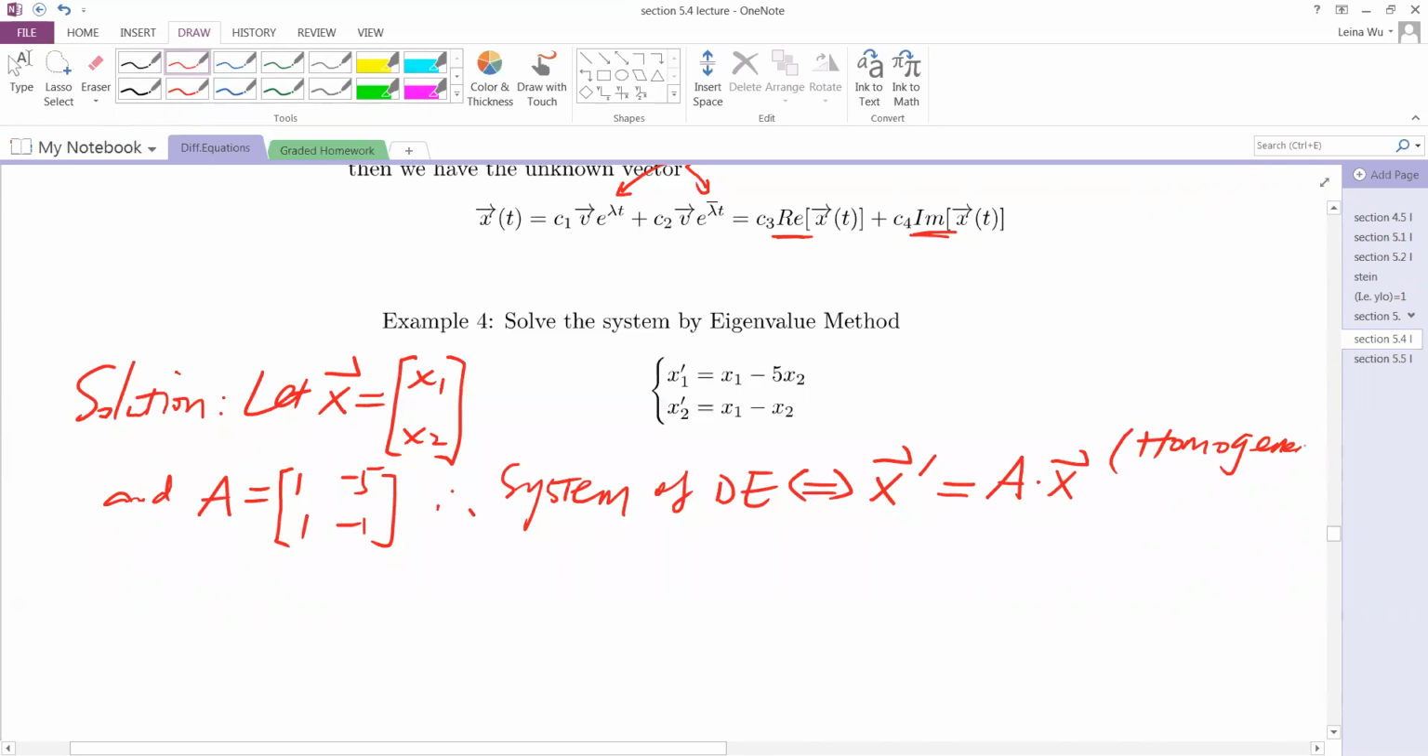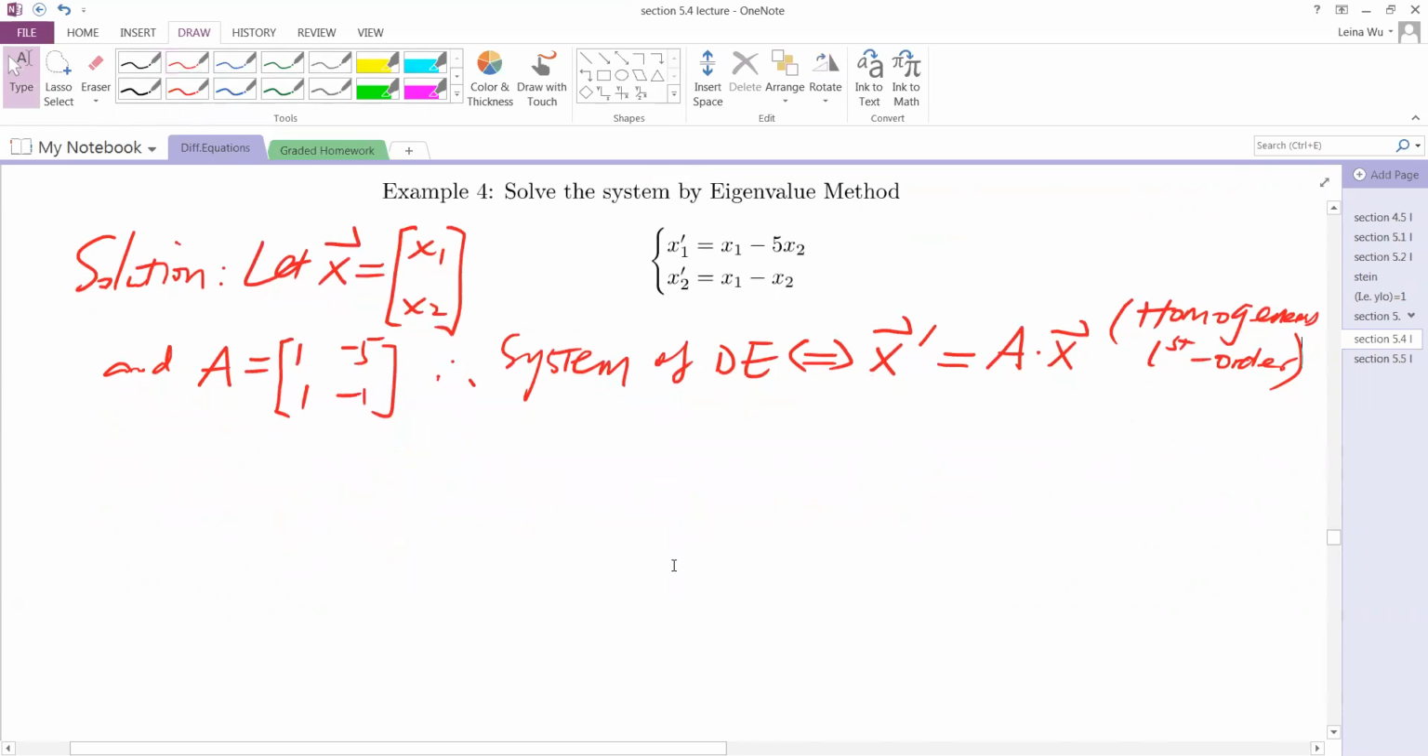Again, this is homogeneous and it's first order. Everything good so far? Yep. All right, so if it's homogeneous and it's first order, we know we can use the eigenvalue method, right? So use eigenvalue method. Okay.